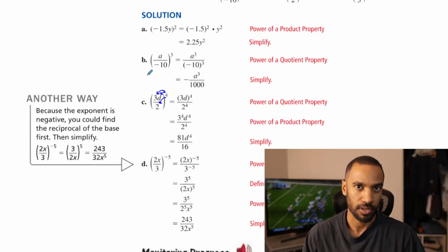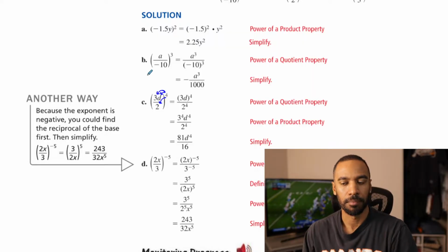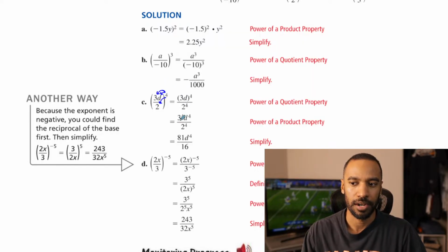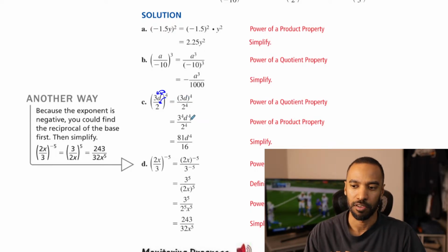I warn people of it, and it still happens. This can happen to you. They forget to raise 3 to the 4th power. So whether you do it early on or later, notice that 3 also gets raised to the 4th power. It is multiplying with d. It's part of a product.